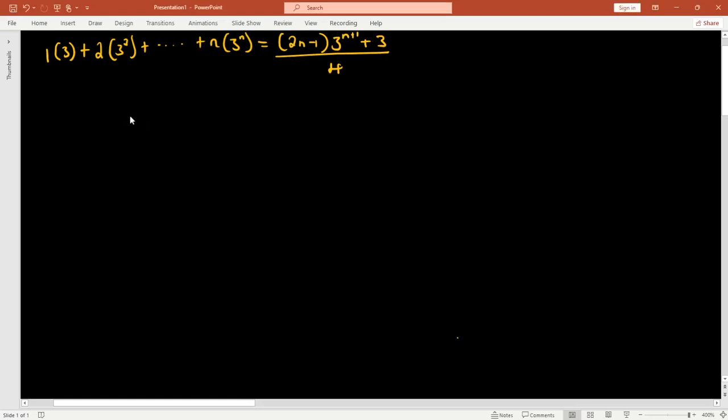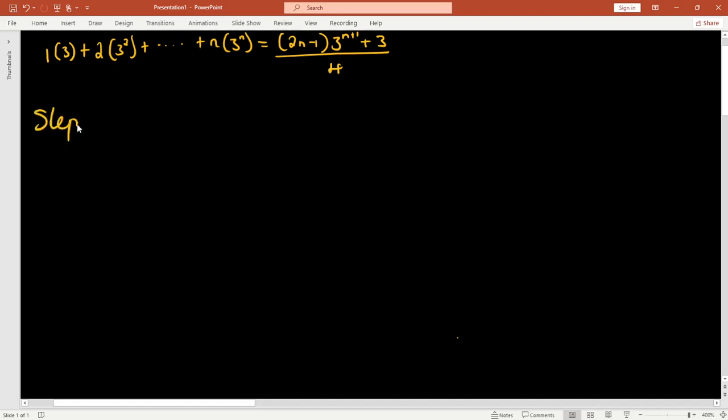So we have to prove this statement here by induction. So here under induction we have 3 steps. We need to show that it's true for n equals 1, then we do the inductive hypothesis, which is step number 2. Then we prove that it's also true for n equals k plus 1.